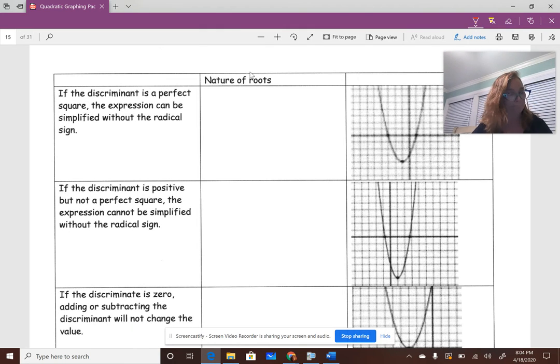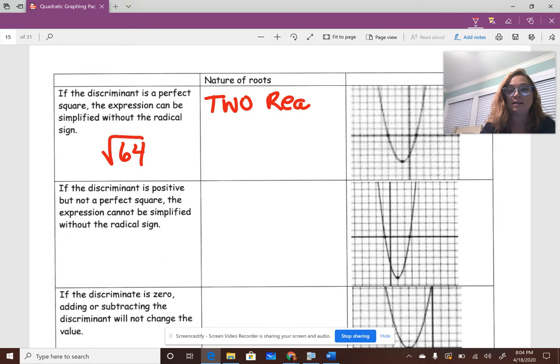Okay? All right, so page 15, this is sort of like a summary sheet. So if the discriminant is a perfect square, so like, for example, if I had the square root of 64, we all know the square root of 64 is 8. Positive 8, negative 8, but 8. So therefore, I'm going to get 2 real rational roots.